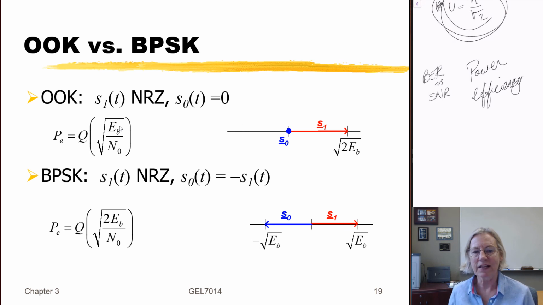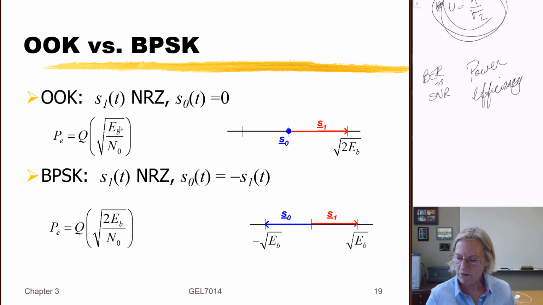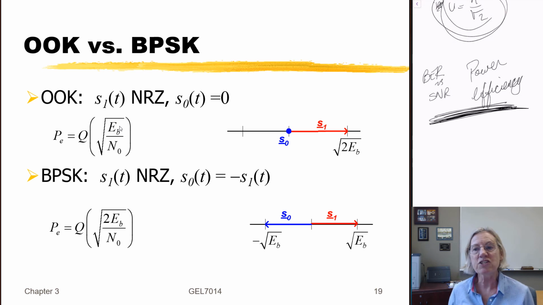So we can think of it as something like a 3 dB penalty for the performance of on-off keying versus BPSK. So if my communication system is being judged by power efficiency, then I would say that BPSK has got a real edge to the performance.